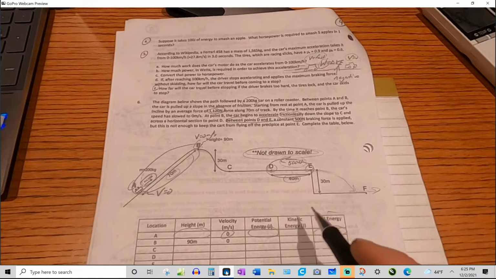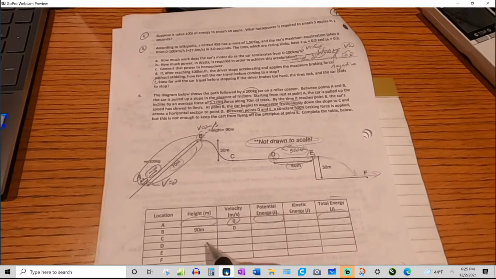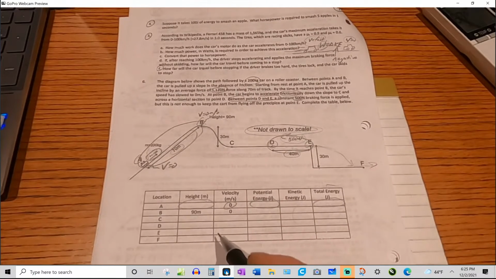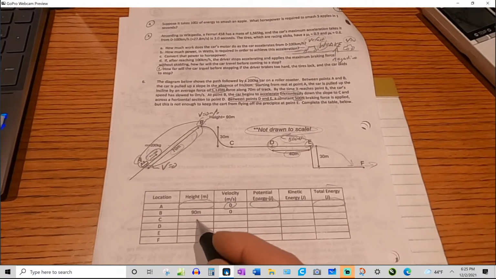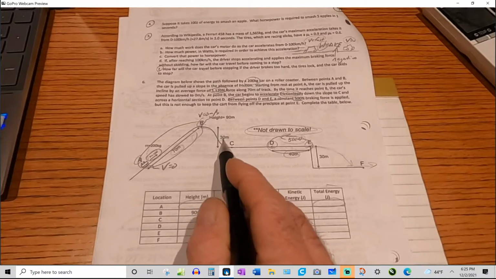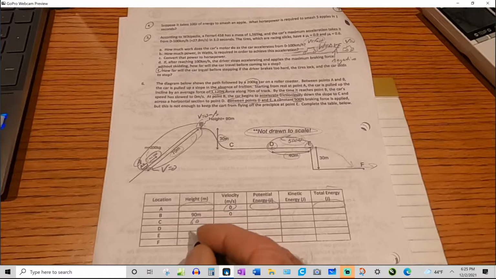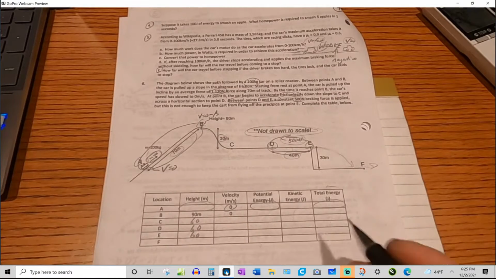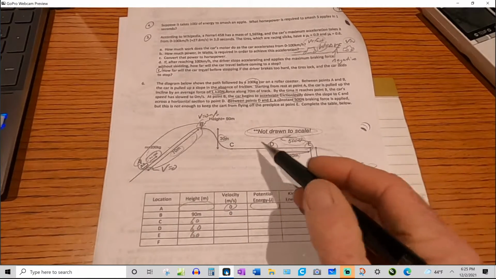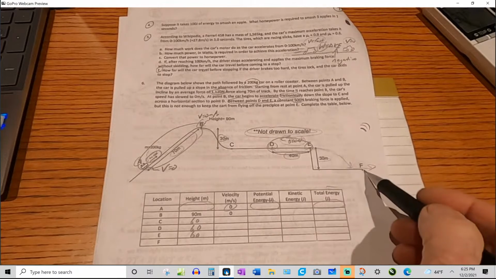So to figure this out, you could do this different ways, but I think the first step is to get the heights. So if this height is 90 and this is 30, then C and D and E are at 60. And if E and D and C are at 60 and this is 30 lower, then F is at 30.